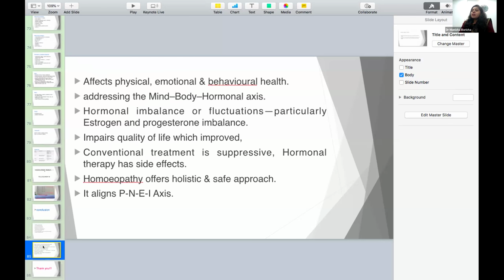So its effect is on physical, emotional and behavioral health, addressing the mind, body and hormonal axis. Hormonal imbalance or fluctuations, particularly in estrogen and progesterone, impair the quality of life, which improved. Conventional treatment is suppressive. Hormonal therapy has many side effects. So SARCODES is much safer, holistic and safe, and it is aligned. There is the PNI axis, the psychoneuroendocrine immuno axis, and it is enhanced and aligned.